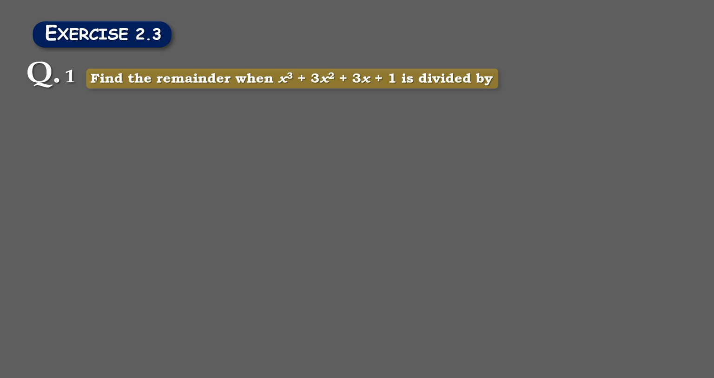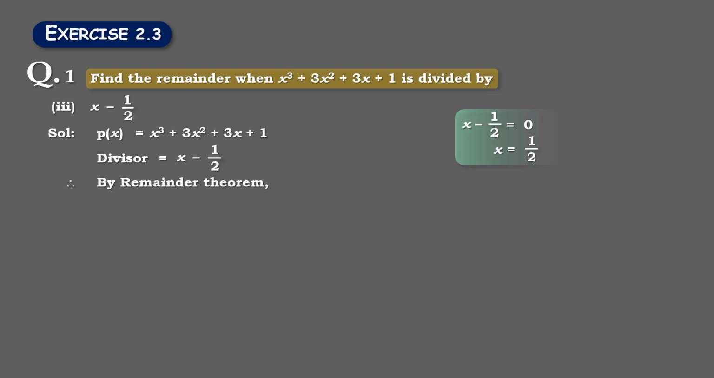Exercise 2.3, Question 1, Part 3. Find the remainder when x cubed plus 3x squared plus 3x plus 1 is divided by x minus 1 by 2. Let p of x be equal to x cubed plus 3x squared plus 3x plus 1. The given divisor is x minus 1 by 2. According to the remainder theorem, if a polynomial p of x is divided by x minus a, then the remainder is p of a. Here, x minus 1 by 2 is equal to 0, so x is equal to 1 by 2. Now substitute x equals 1 by 2 in p of x.